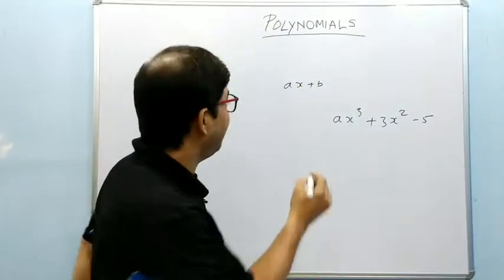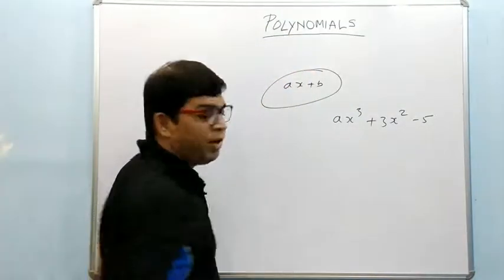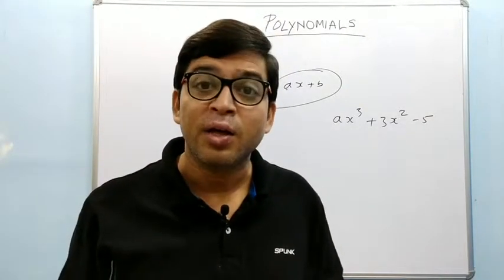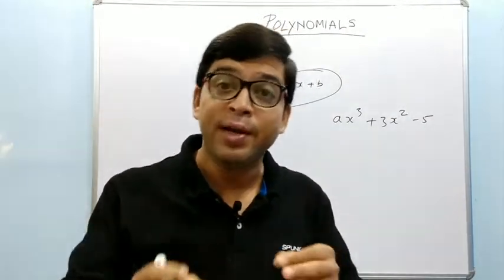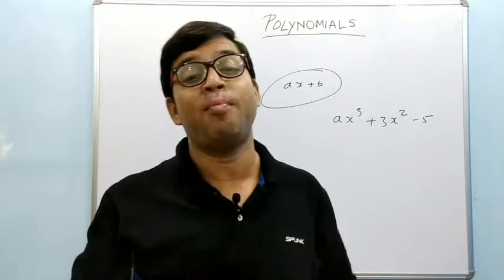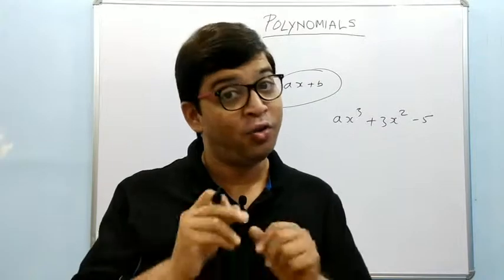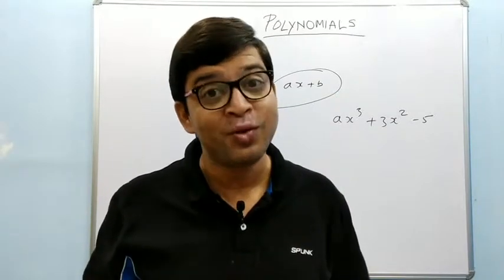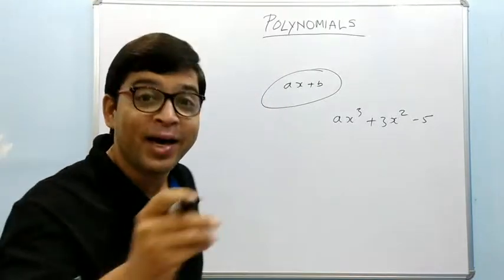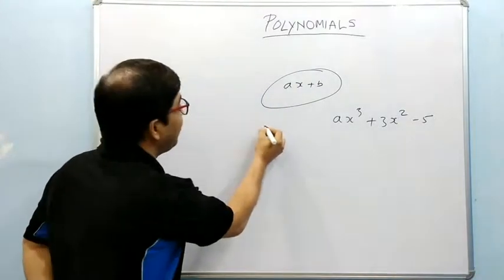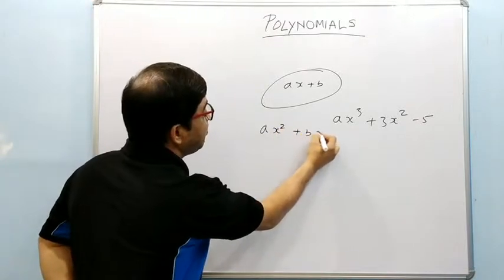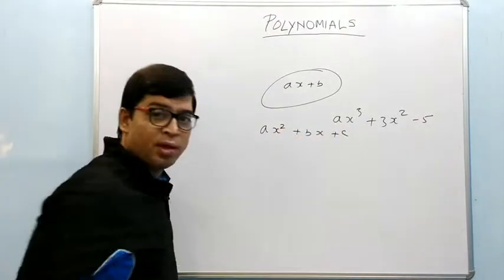I am just writing here. Can you tell me the degree of this polynomial? Definitely it is 1. The polynomial with degree 1 is known as linear polynomial. And you know polynomial with degree 2? That is a quadratic polynomial. So the standard format of quadratic polynomial is ax square plus bx plus c.